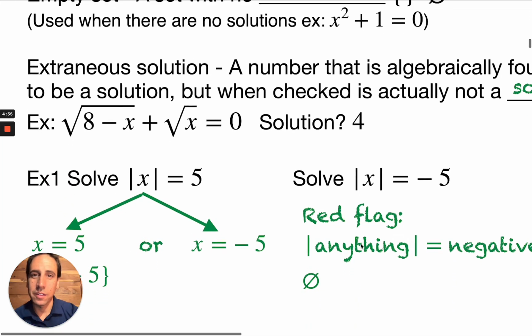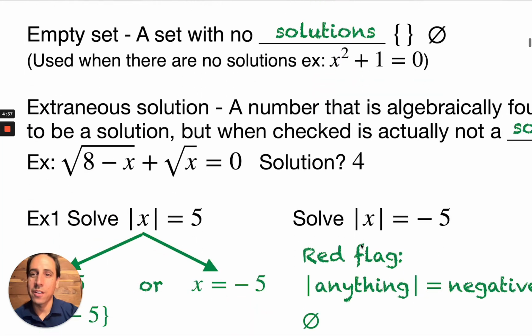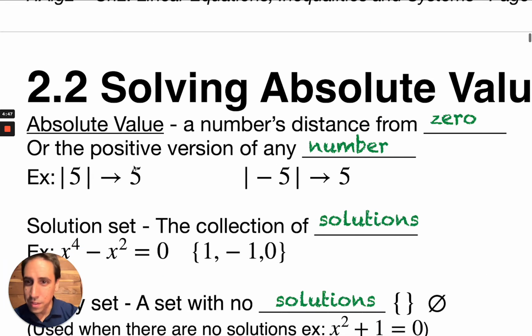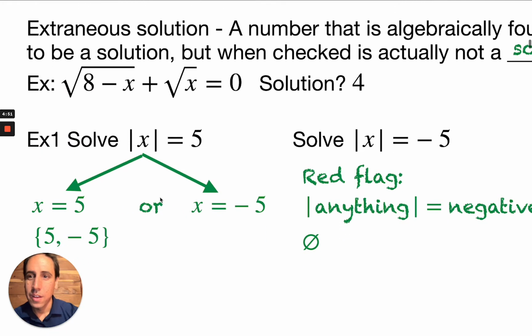All right, so now that we have that vocabulary at our disposal, let's solve this. Solve the absolute value of x is equal to 5. So you have to ask yourself, what number, when you take the absolute value of it, gives you 5? What we did up here, we found that there are actually 2 numbers that when you take their absolute value, you get 5.